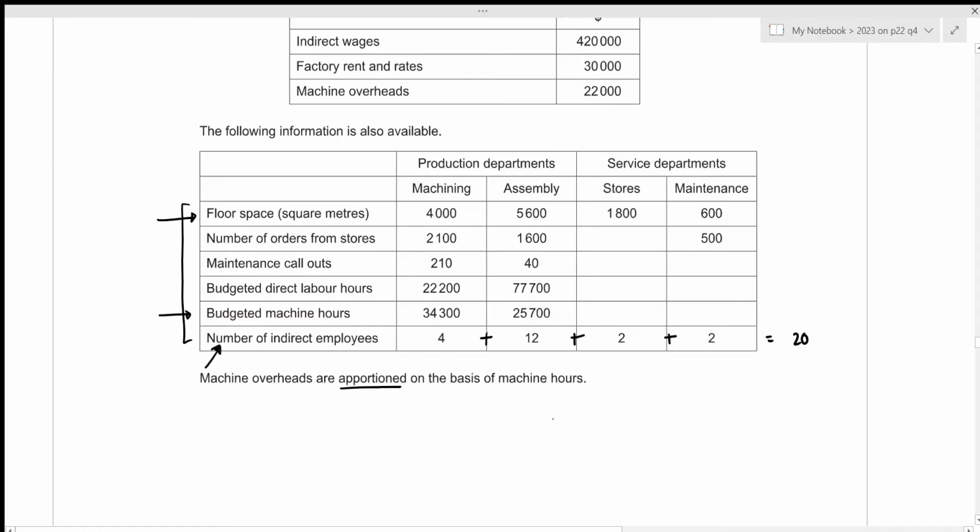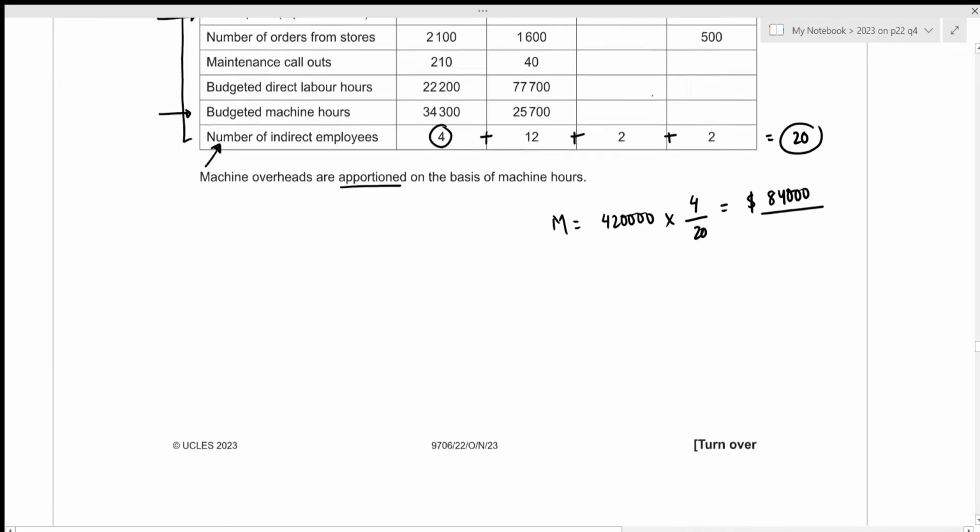Now, if we're trying to figure it out for machining department, we start with the total indirect wages given, which is 420,000. And we just utilize the appropriate fraction. In this case, out of the total indirect employees of 20, only 4 belong to machining department, so we use that fraction and get the amount of 84,000. So this will be the amount of indirect wages that will go towards the machining department. Let's write it down.